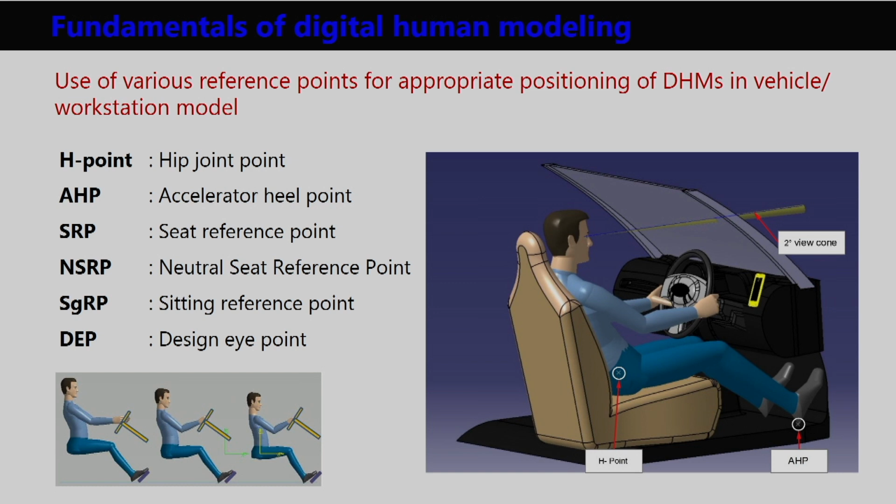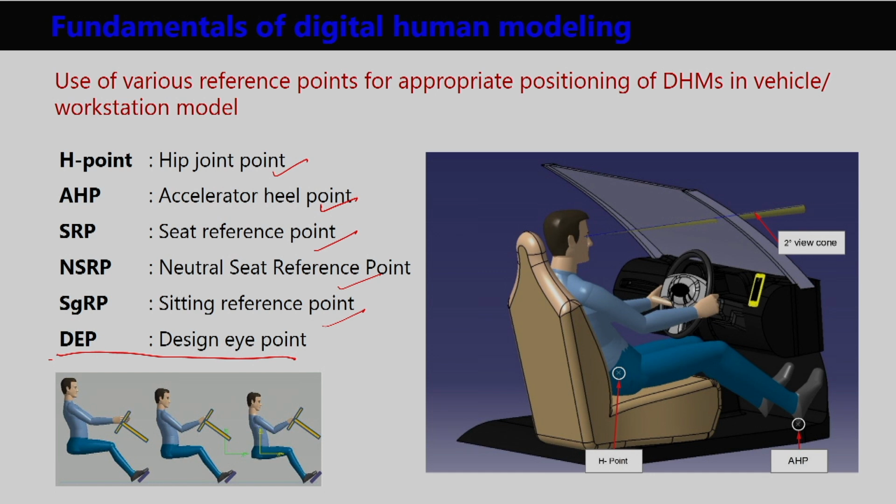So, for giving appropriate posture and positioning the digital human model inside the vehicle or cab model or any other workstation model, we need some reference points. Various reference points are used in the automotive industry for vehicle design or occupant packaging, which we discussed in our earlier modules. The major ones are the H point (hip joint point), accelerator heel point, seating reference point, neutral seat reference point, and one more, the design eye point. This is not for the automotive industry; it is used in the aerospace and aviation industry.